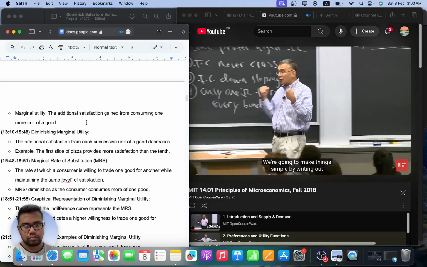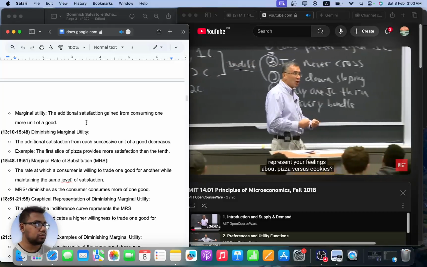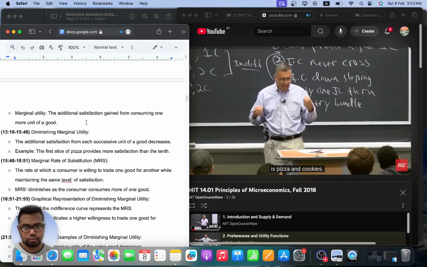We're going to make things simple by writing down a two-dimensional representation for now of your indifference curve. How do we mathematically represent your feelings about pizza versus cookies? Imagine that's all you care about in the world is pizza and cookies. How do we mathematically represent that?